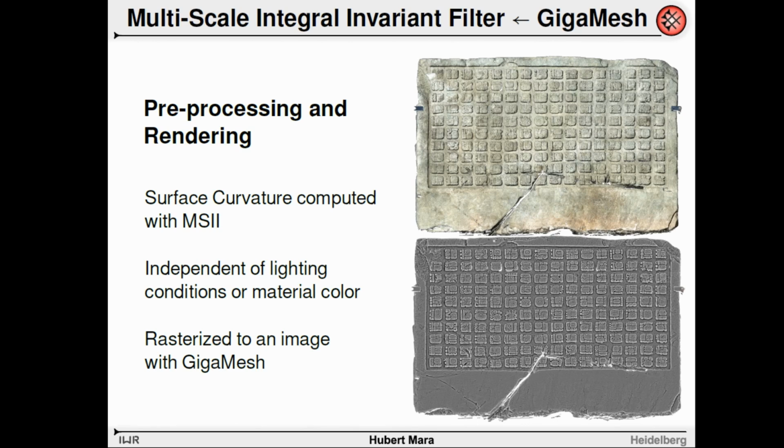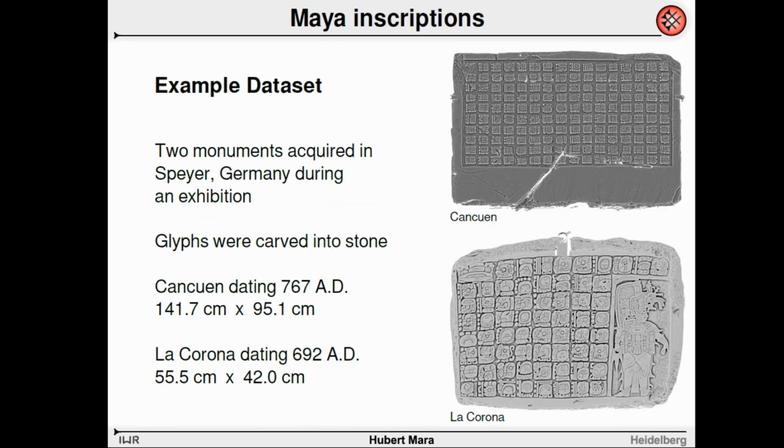We developed it in Tübingen, and it transforms the model into a curvature representation where concave and convex parts are color coded in bright colors or dark colors. This grayscale image really tells you where something is flat and where some details are going on.